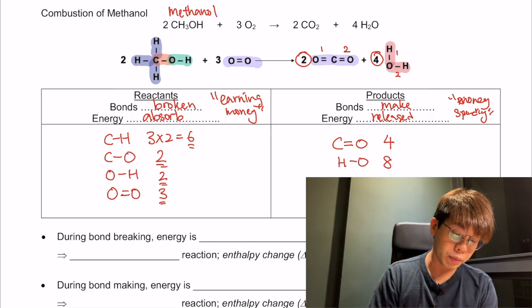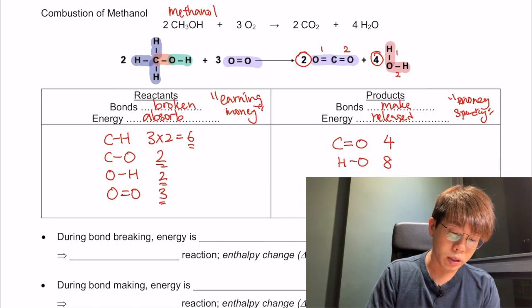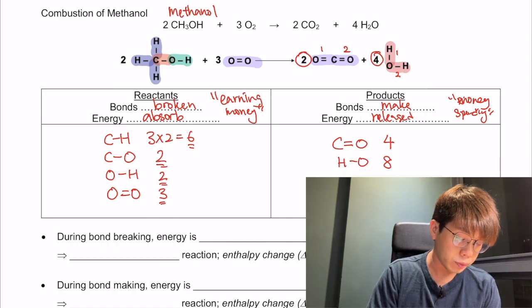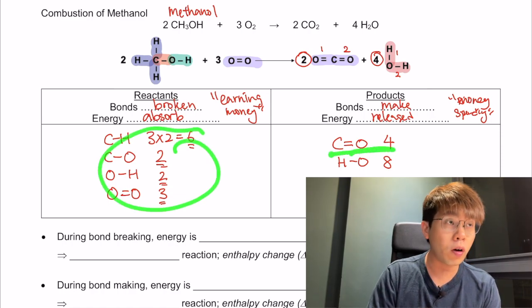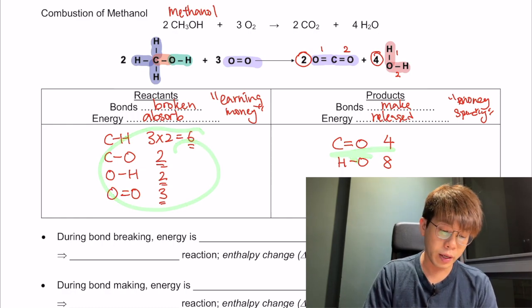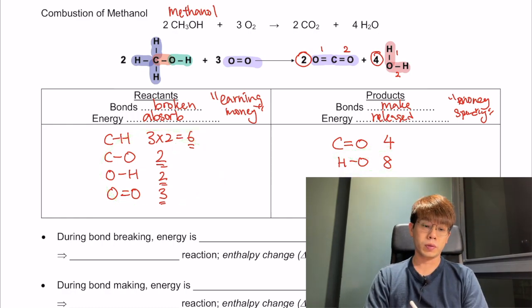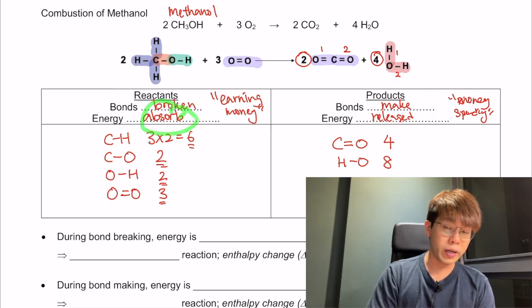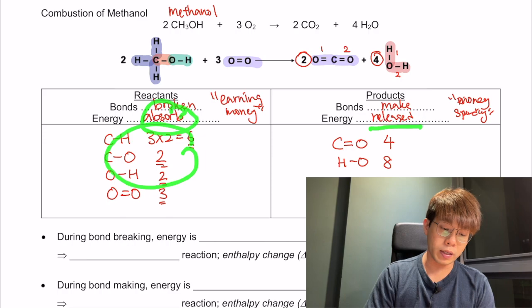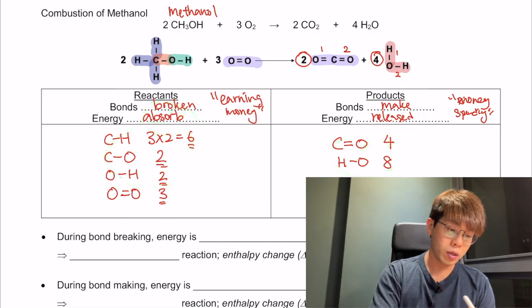So what happened is that I have to actually break all of these bonds, and after breaking them, I have formed 4 C=O bonds and 8 O-H bonds, right? So I absorb energy to break these bonds and I release energy to make these bonds.